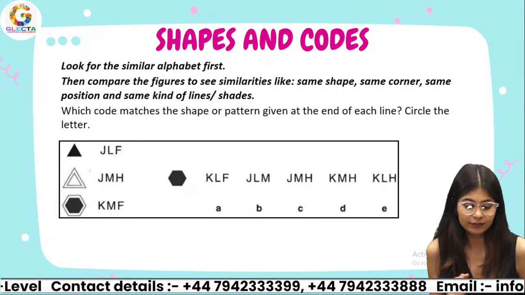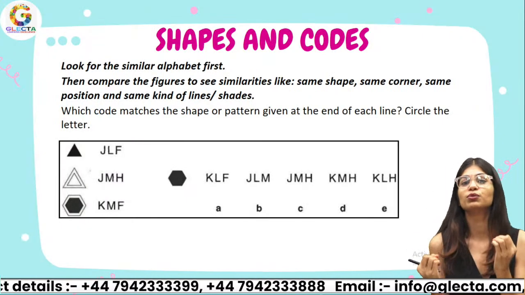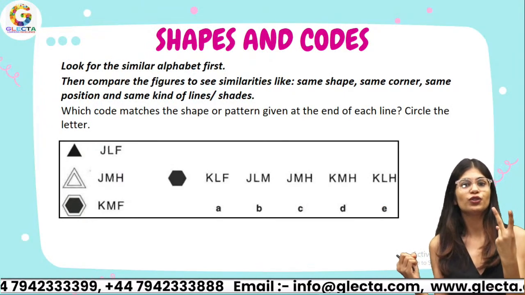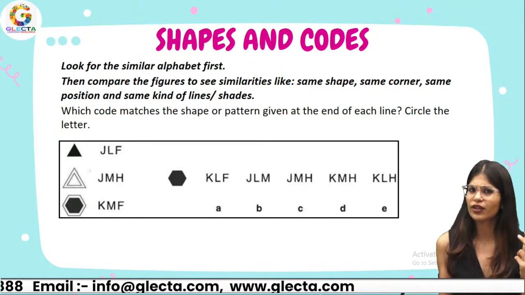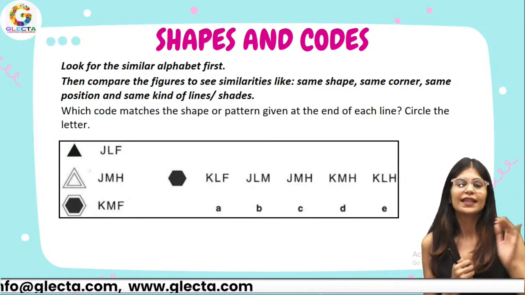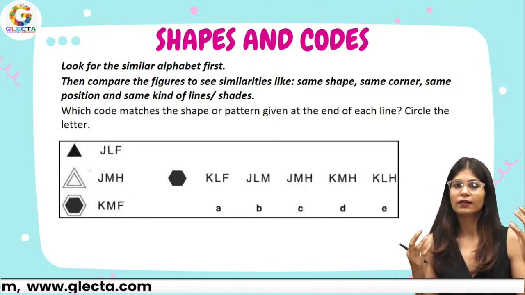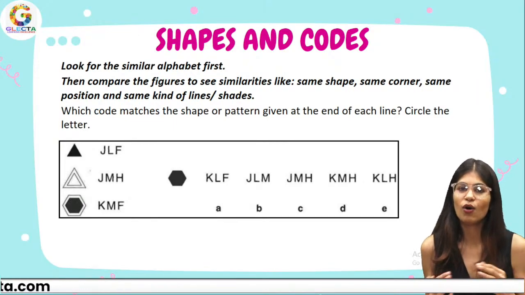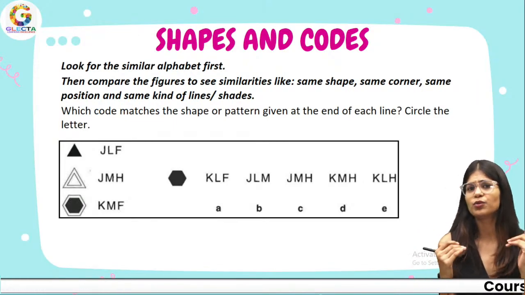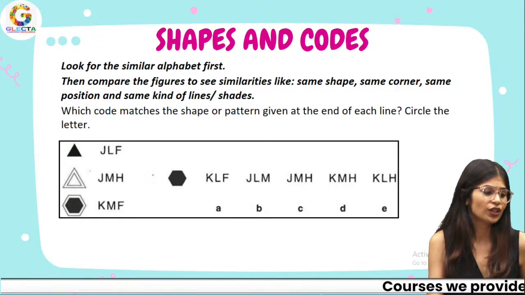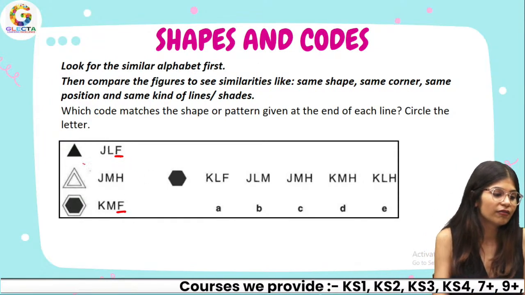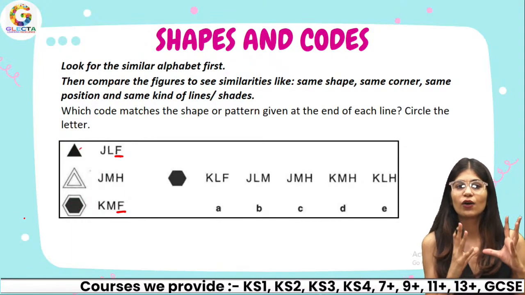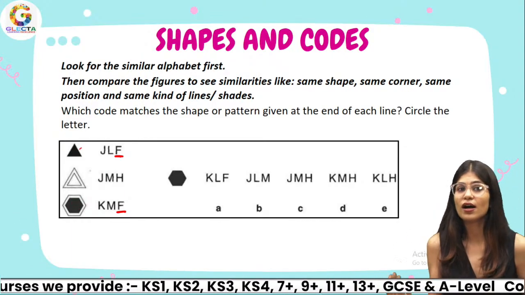Moving on to 3-letter codes. Now I have taken 2 types of 3-letter codes here because the first type is pretty easy for everyone, like this one. They say that you have to find the same thing that we always do every time that we solve shape codes. We have to find the similarity, and according to that similarity we have to answer the question.